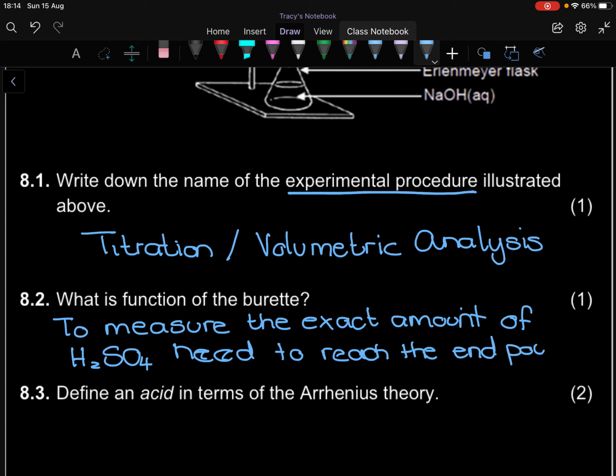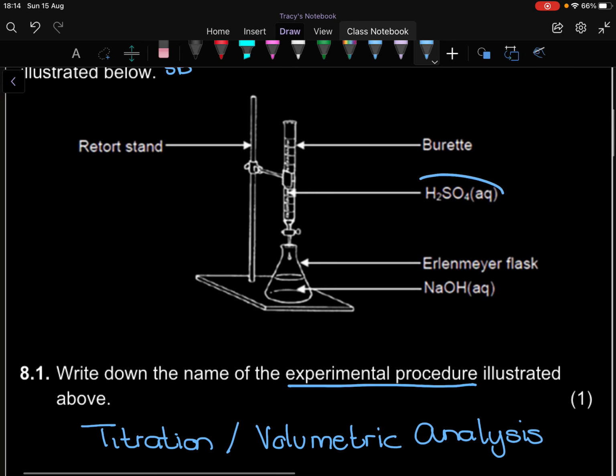Now I'm saying I'm measuring the H2SO4 because it is the H2SO4 that is in the burette. Usually in the burette it would be my unknown solution. There are always exceptions to this, but the general rule is the unknown thing is in the burette, the known thing is in the conical flask.